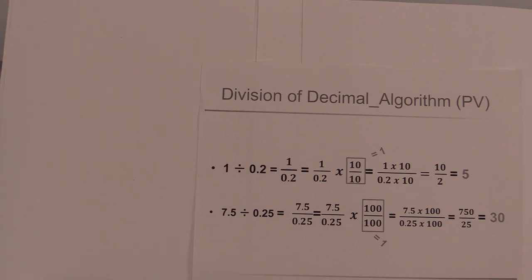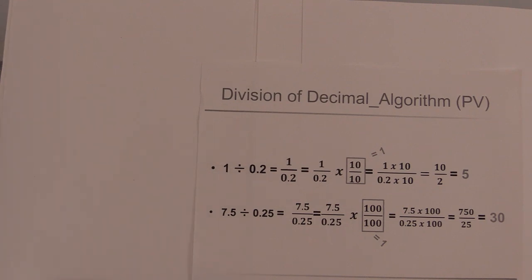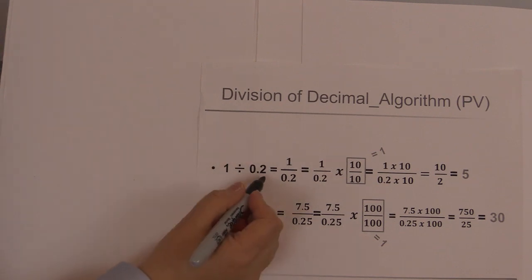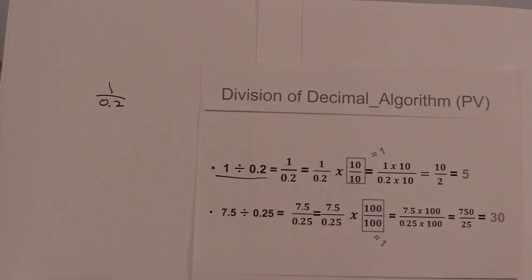And this is why. So let's do the division problem here: 1 divided by 2 tenths, right? Remember that we talk about how division is fraction. Fraction is division. So I want to change this one into a fraction problem. Are we good? So this is 1 divided by 2 tenths.